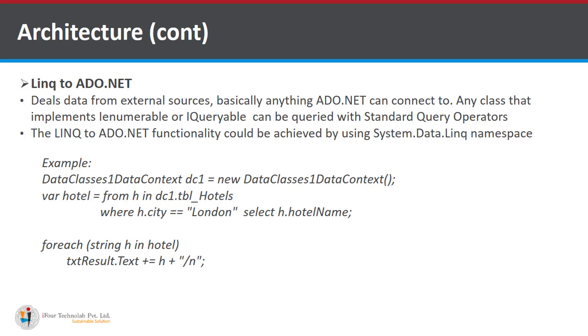Here is an example. Here you can see there is a data context class: dc1 is equal to new DataContext. In the variable hotel, what I am storing is from h in dc1.tblHotels. h is nothing but an alias of tblHotels, where h.city equals London. Select h.hotelName. So I get only hotel names where the city is London. Now you can do the same thing with a foreach loop for your desired result.